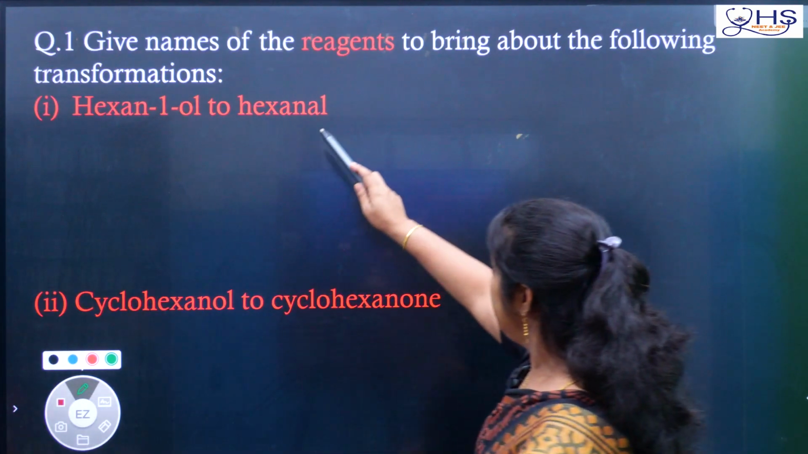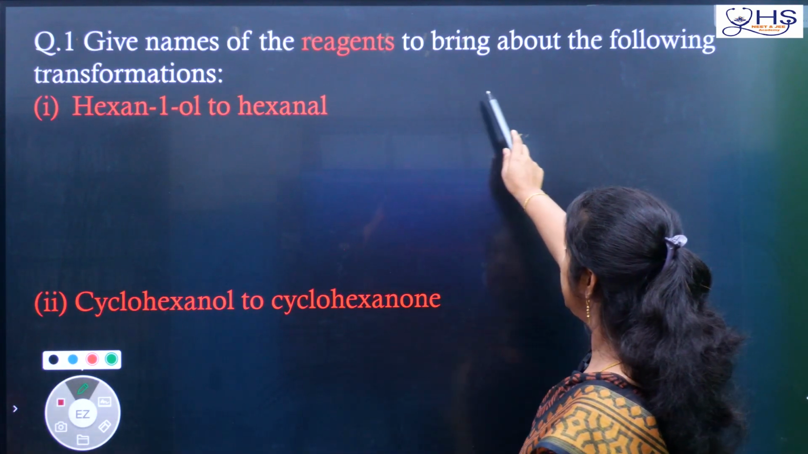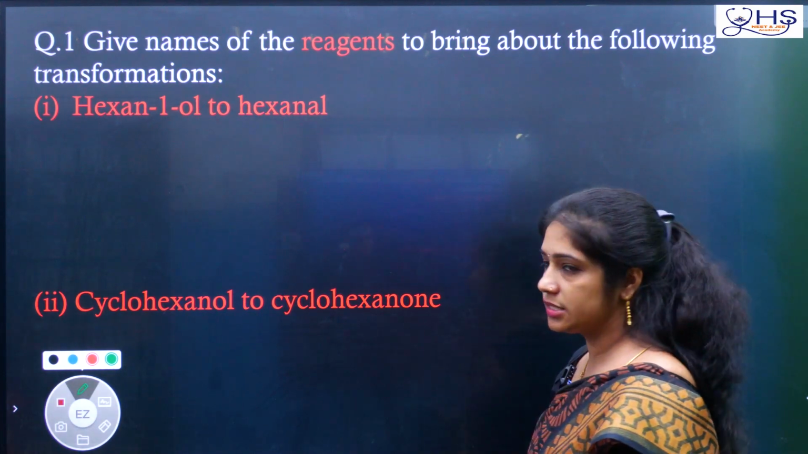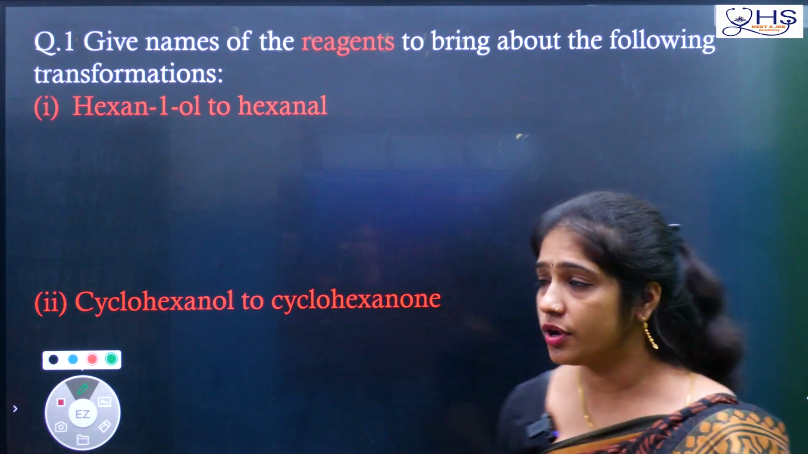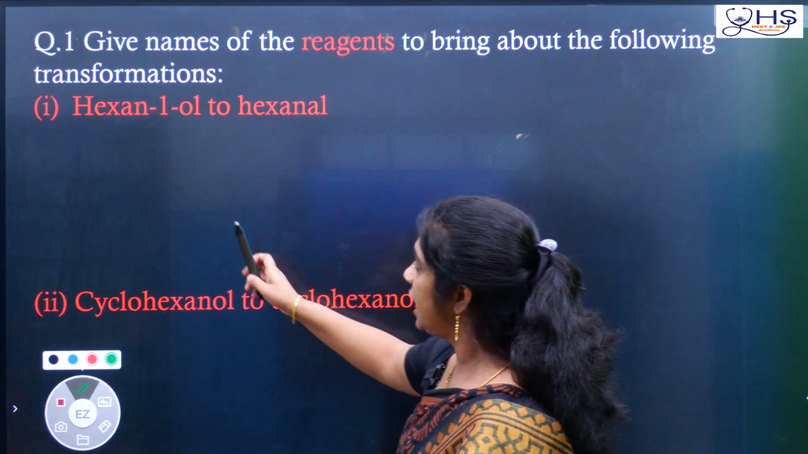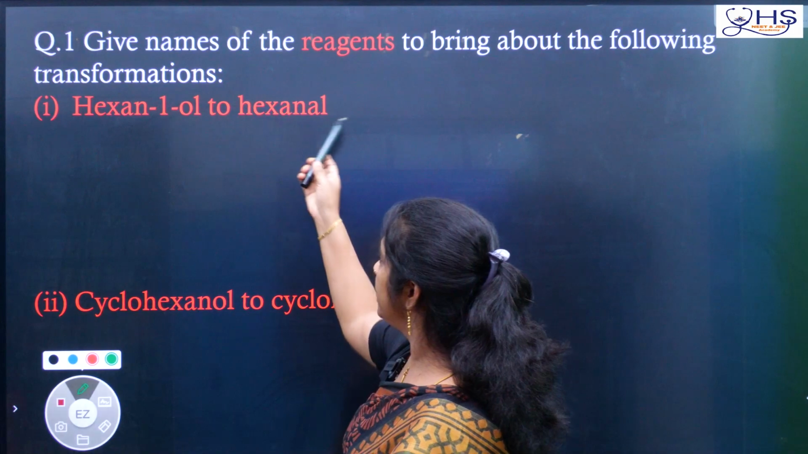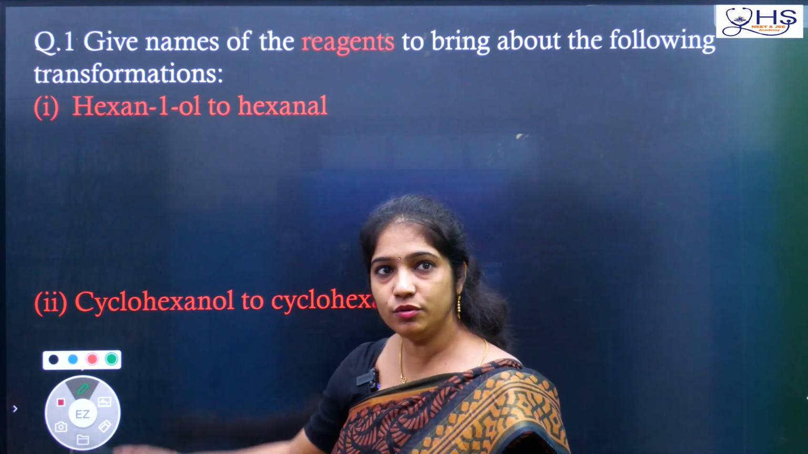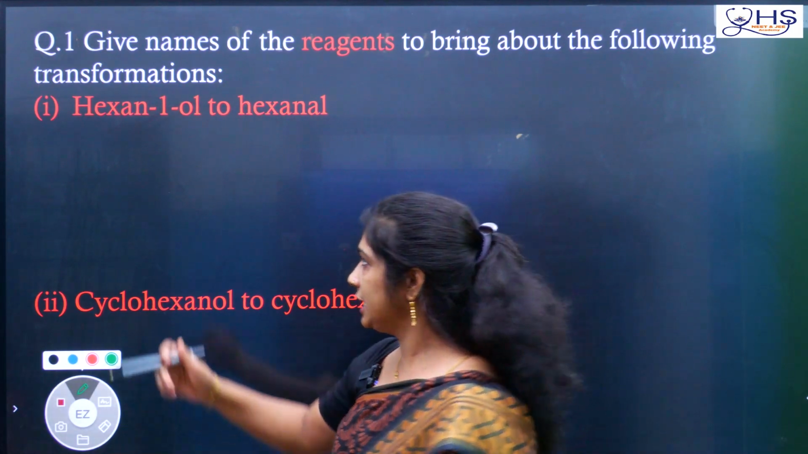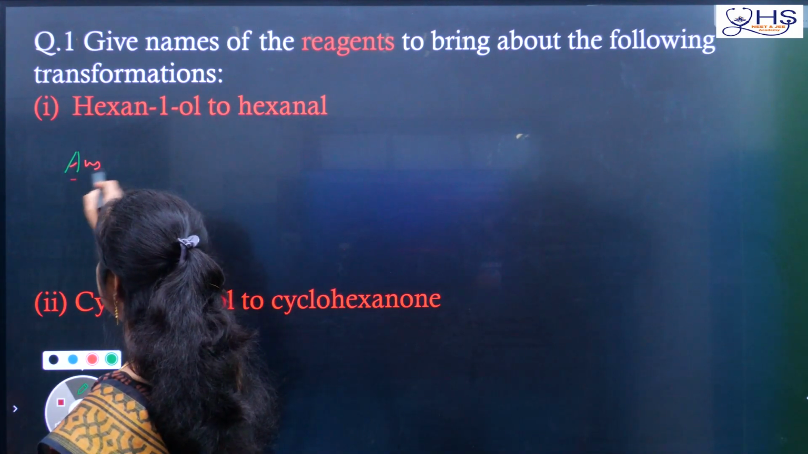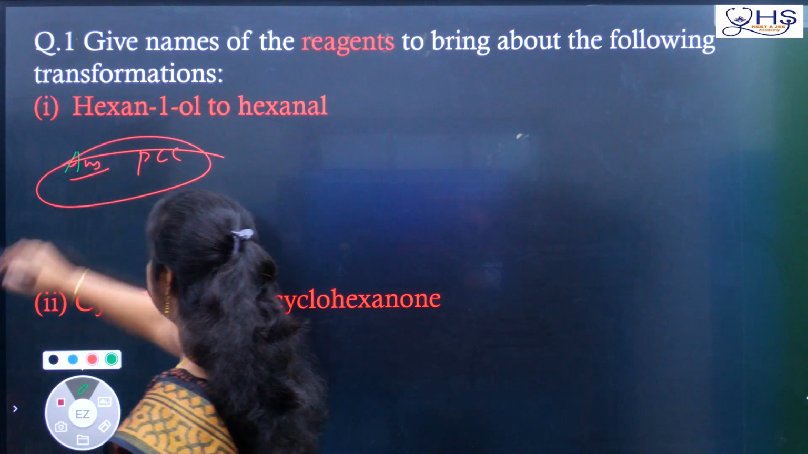Okay. Give the names of the reagents to bring about the following transformation. It is almost like a conversion question also. In the exam, they can ask another way: how do you convert hexan-1-ol to hexanal? They will give you the same thing in the form of a conversion, or they ask for the reagent. Don't write the answer as just PCC like that. Nobody will give you the mark in CBSE.